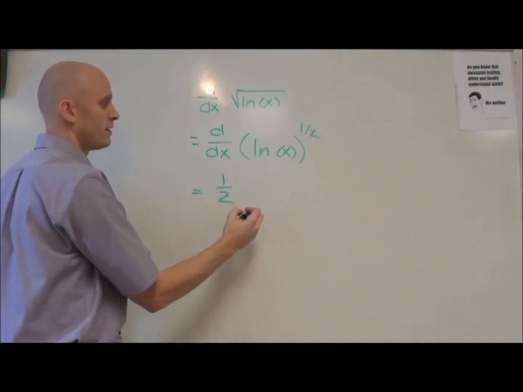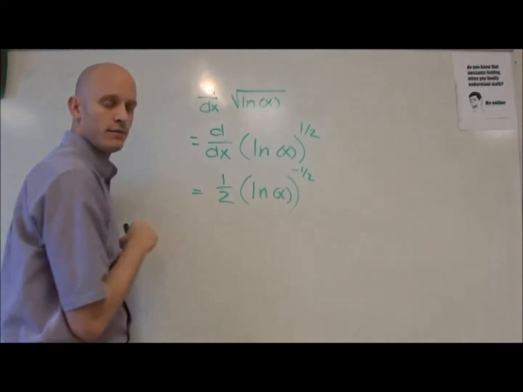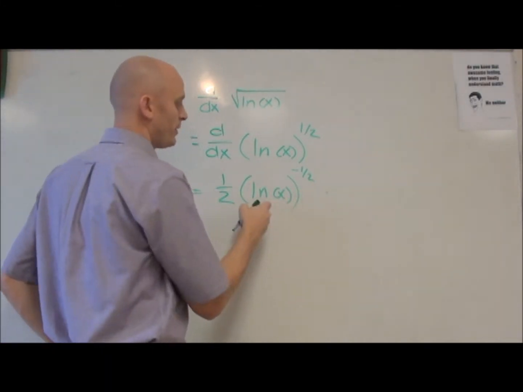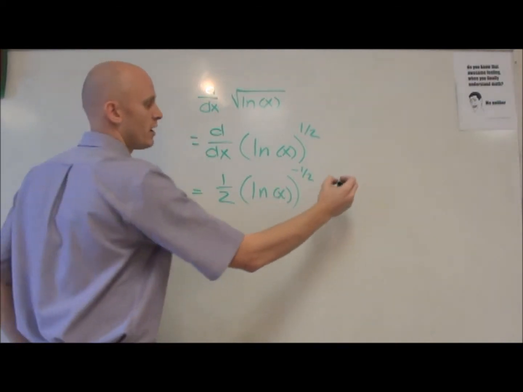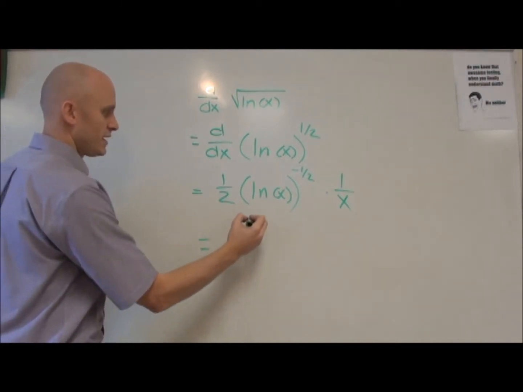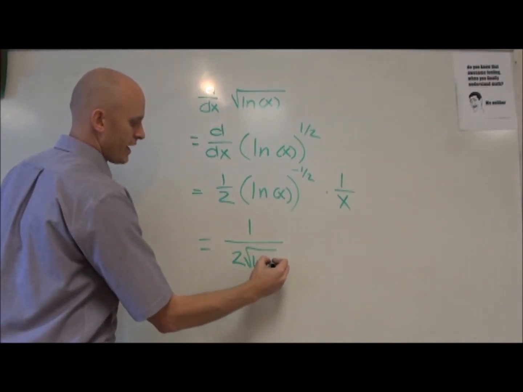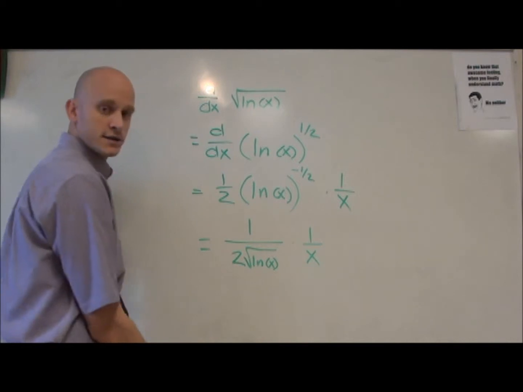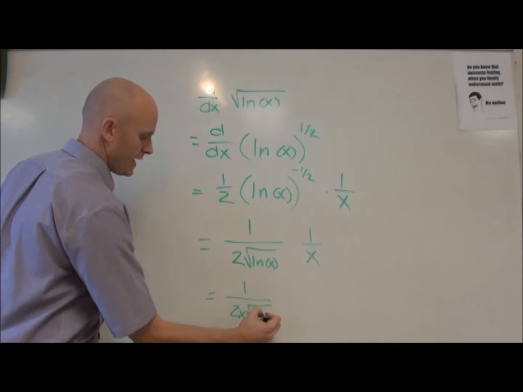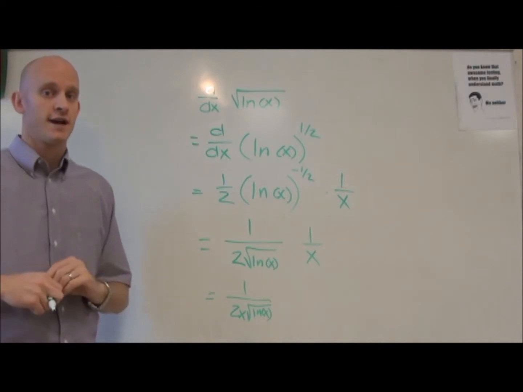So it would be 1/2 natural log of x to the negative 1/2 power. And then we need to multiply it by the derivative of the inside using the chain rule. So it's multiplied by the derivative of the natural log of x, which we know is 1 over x. Simplifying from there, we know that this is 1 over 2 square root of natural log of x multiplied by 1 over x, which is the same as 1 over 2x square root of the natural log of x. And that is our derivative of the square root of the natural log of x.